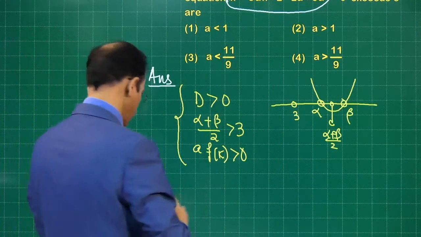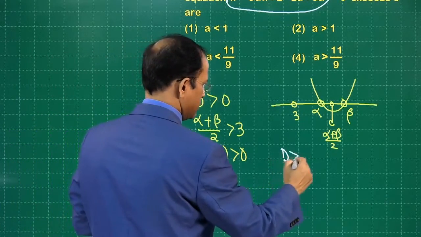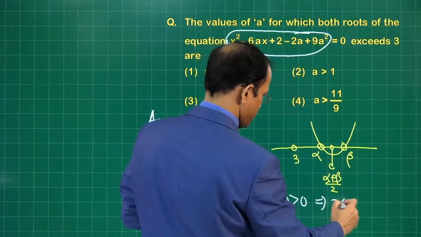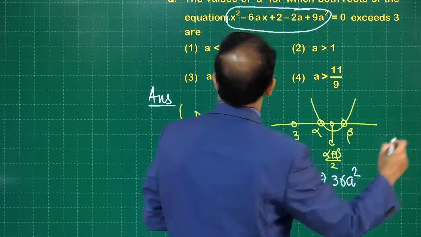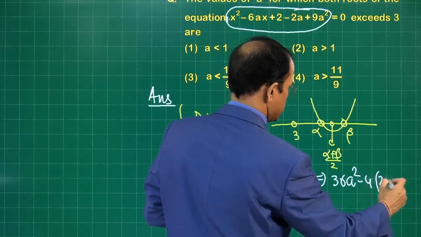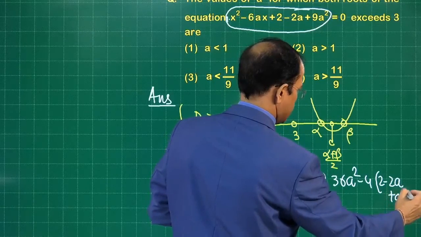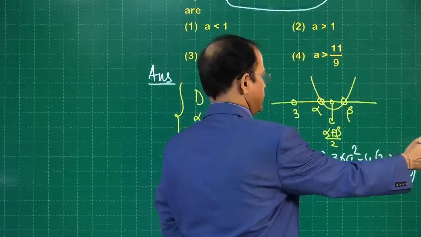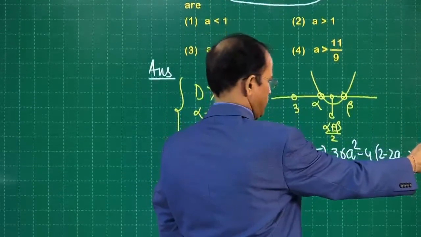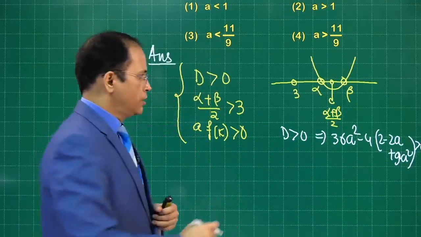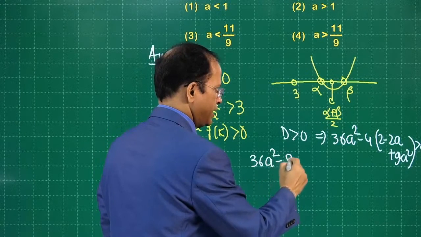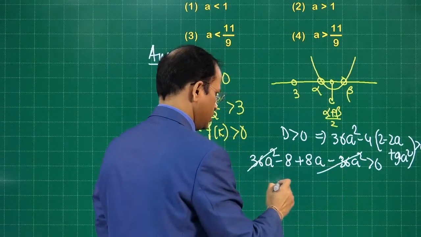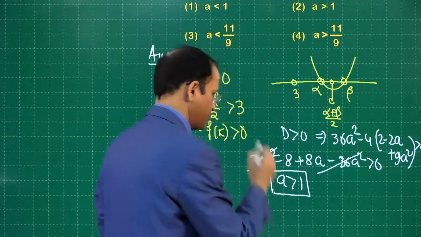D is greater than 0. So if D is greater than 0, what does it mean? It means we are talking about b square minus 4ac greater than 0. We have 36a square minus 4 times 2 minus 2a plus 9a square, which is greater than 0. So 36a square minus 8 plus 8a minus 36a square is greater than 0. So this is cancelled, so it goes this side. So a is greater than 1. Can you see that? This is one part we have, right?